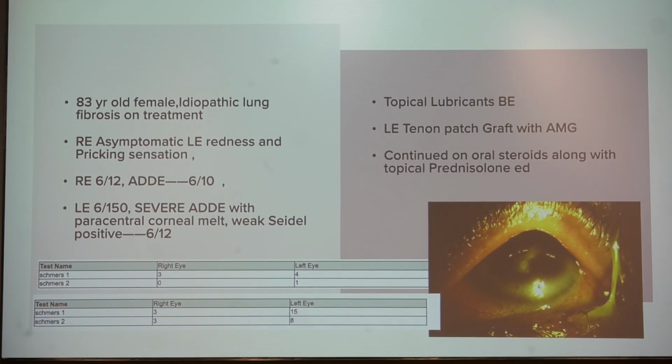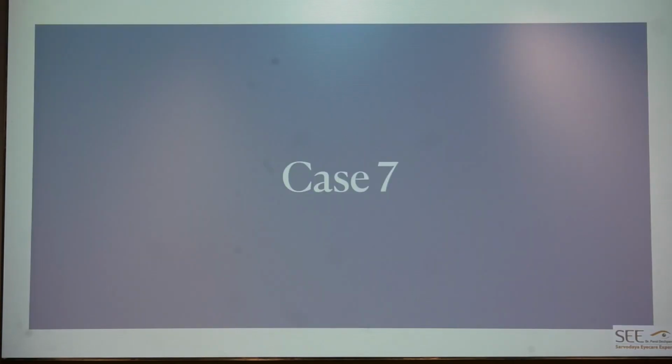She was already on immunosuppressives and a low dose of oral steroids. Her oral steroids were stepped up, and she was advised to start topical prednisolone eye drops in a tapering dose. Her surface improved significantly, and at the end of about 2 years, she has a vision of 6/12 in the left eye with a stable ocular surface.